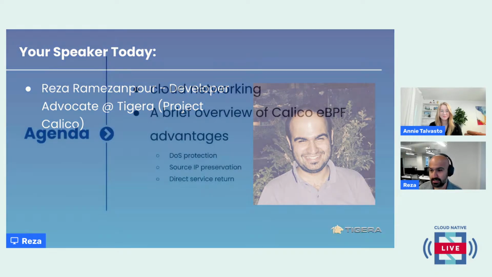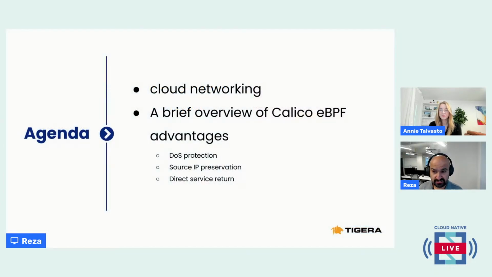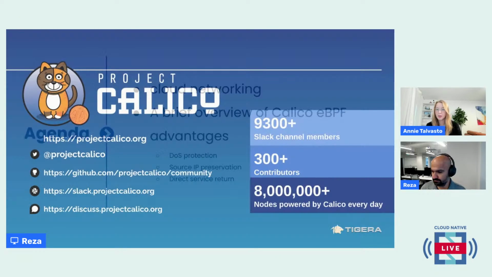For this presentation, I'm gonna talk a little bit about cloud networking, and then give you a brief overview of Calico eBPF advantages. Then talk about troubleshooting, because without talking about these fundamentals, it would be very difficult to explain why we need to build new tools to troubleshoot eBPF.